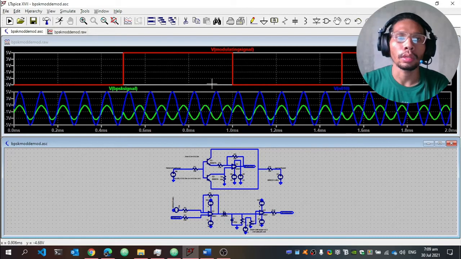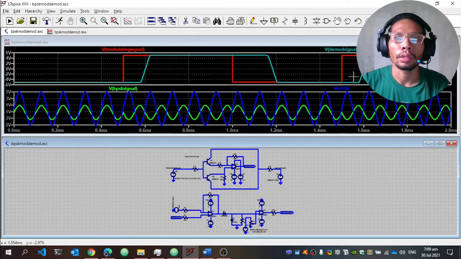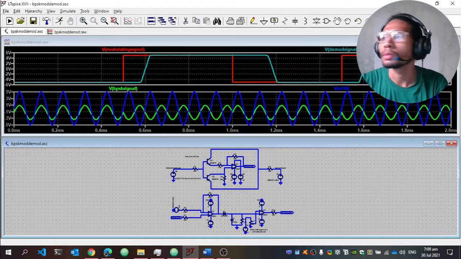Selecting the original modulating signal and the BPSK demodulated signal, you can see that there is a very small error in the output, or the demodulated signal, since the circuit is not perfect. But they are the same in amplitude, and a small phase shift is observed in the output signal. So that's the result of this BPSK modulator and demodulator circuit. Thank you.